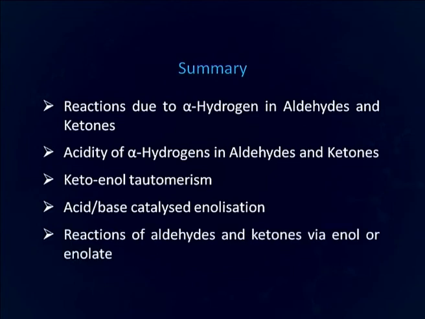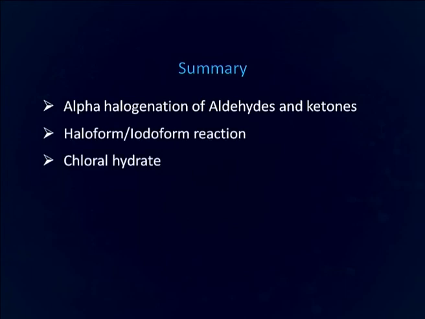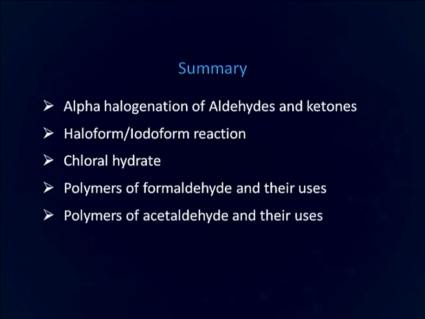Then we have discussed the reactions of aldehydes and ketones via enol or enolate. We have discussed alpha halogenation of aldehydes and ketones. Then we discussed haloform or iodoform reaction, followed by the formation of chloral hydrate and its uses. Then we discussed different polymerization reactions undergone by formaldehyde and acetaldehyde.